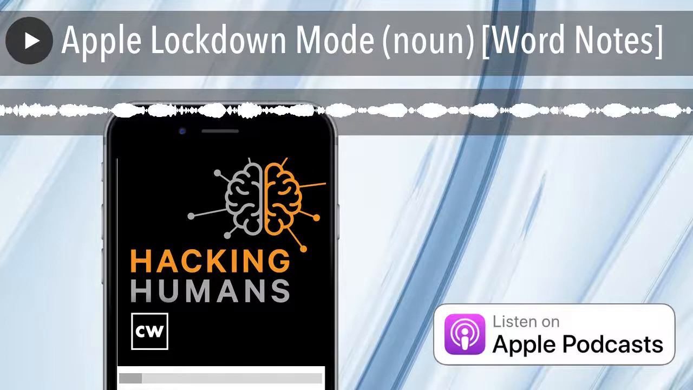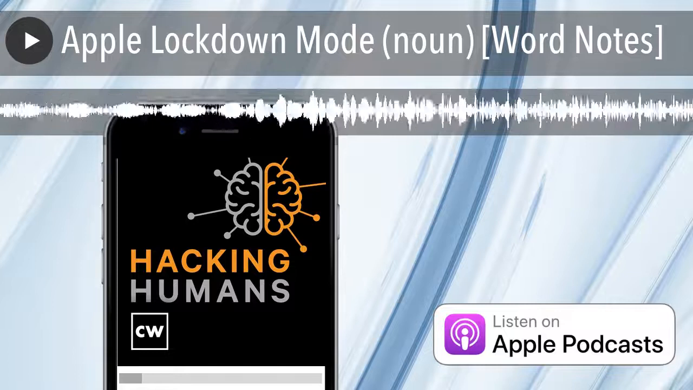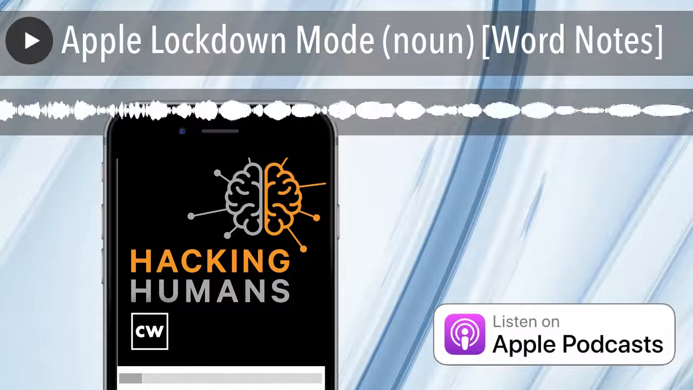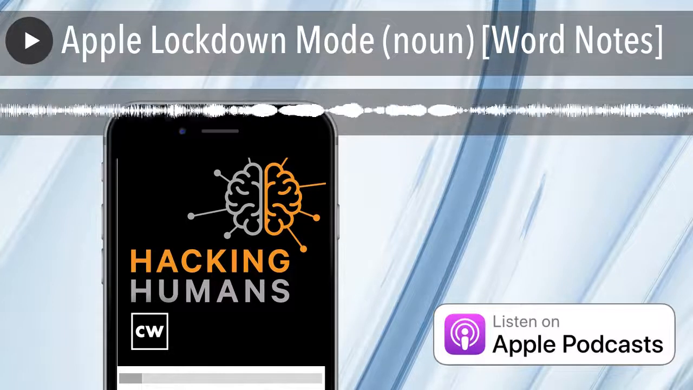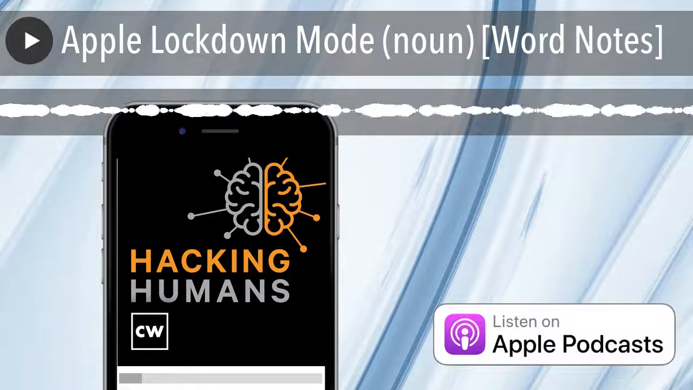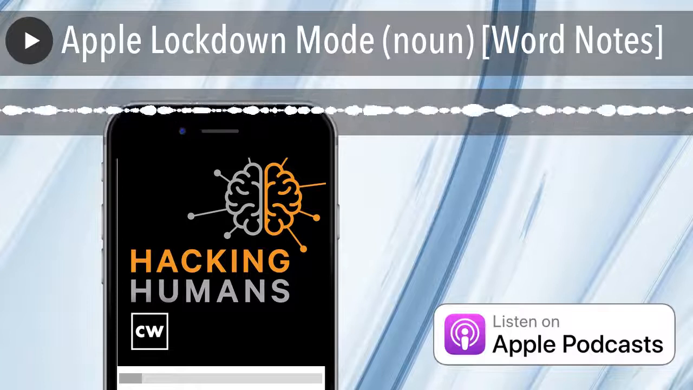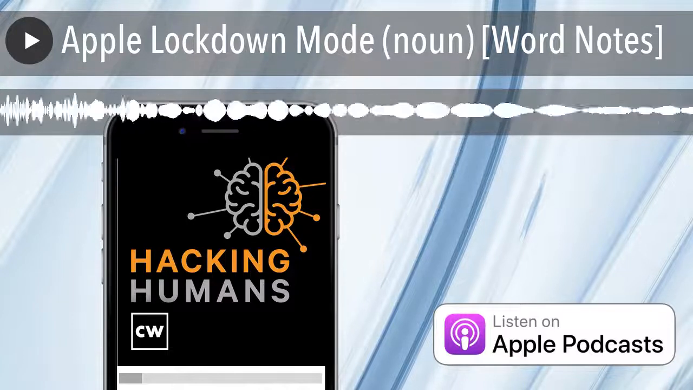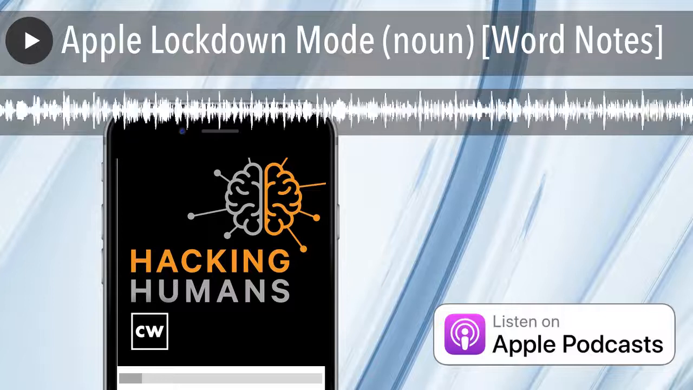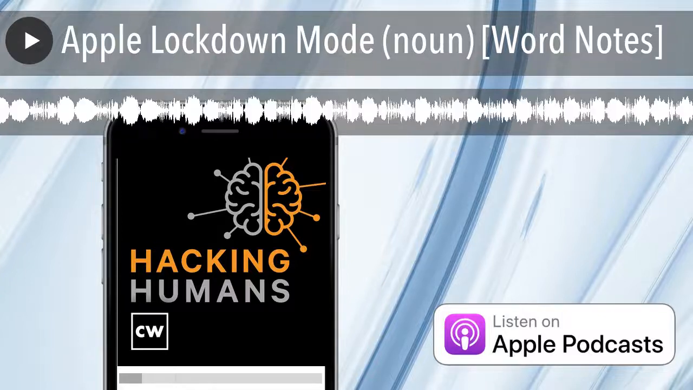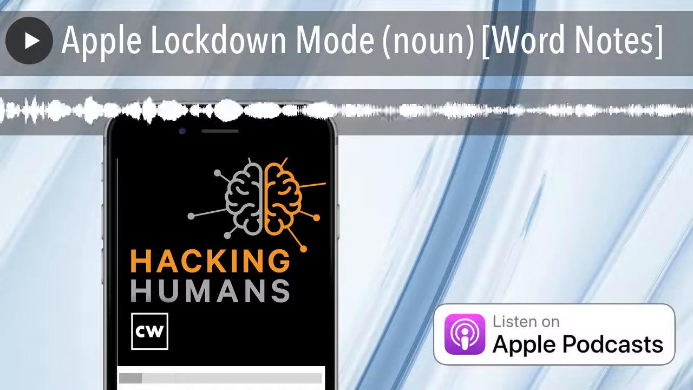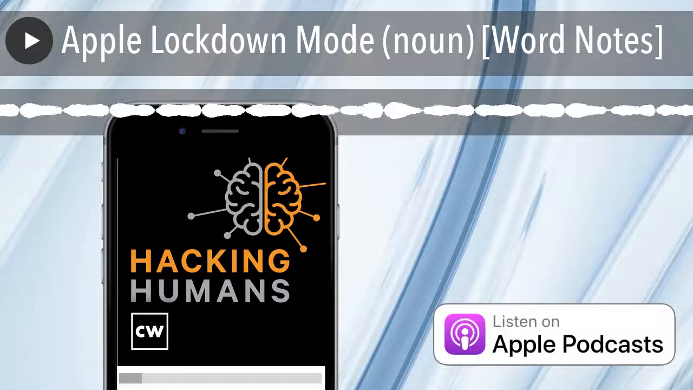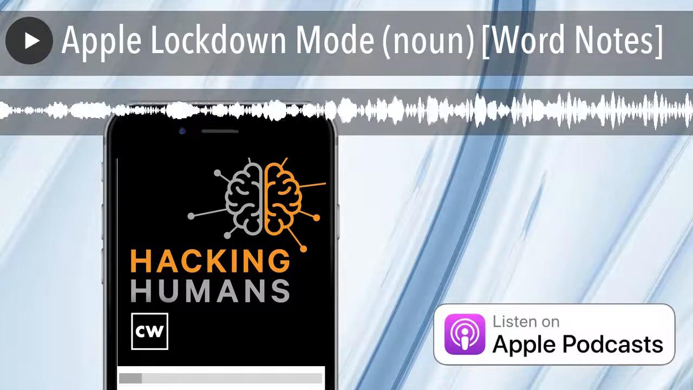Origin and context. As of this episode, lockdown mode is an upcoming security feature that will be included with iOS 16, iPadOS 16, and macOS 13 Ventura. The mode is disabled by default, but can be enabled in settings under privacy and security. Lockdown mode is intended for a small number of users who believe they are more at risk than the general-purpose internet user of being targeted by cyber adversary groups.